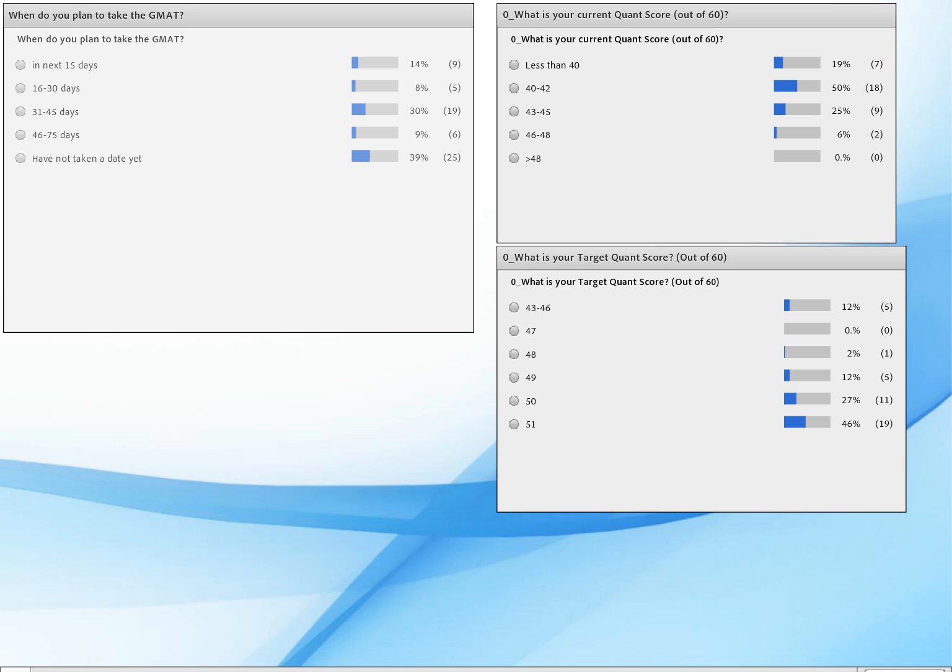Okay, about your current quant score, I can see a lot of you do not know that. So if you do not know that, I recommend all of you to take the Sigma X mock.